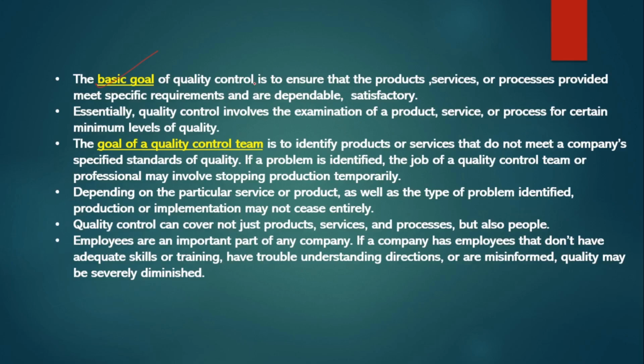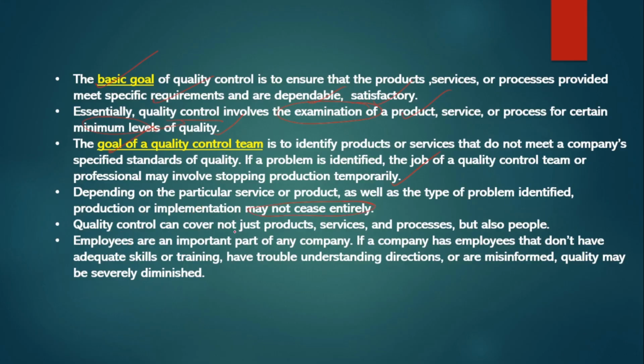The basic goal of quality control is to ensure the product, service or process provided meets the specific requirements and is dependable and satisfactory. Essentially, quality control involves the examination of the product, service or process for certain minimal levels of quality. The goal of the quality control team is to identify products or services that do not meet a company's specified standards of quality. If a problem is identified, the job of the quality control team may involve stopping production temporarily. Depending on the particular service or product as well as the type of problem identified, production or implementation may not cease entirely.